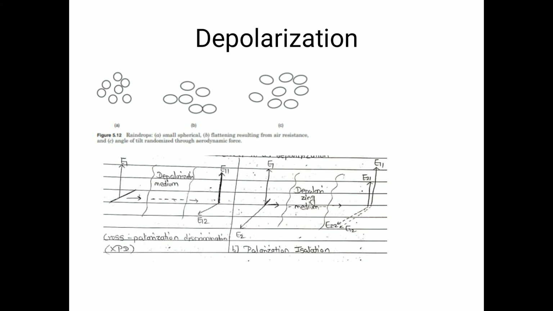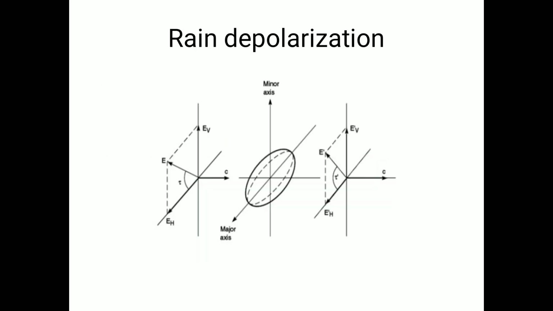In the second case, we have two orthogonal signals E1 and E2 which pass through a depolarizing medium. Both the signals get depolarized, and because of each there is a component existing in the other direction. That is, because of E1 we have signals E11 and E12, and because of E2 we have E22 and E21. So because of this there is depolarization, which results in the loss of signal.